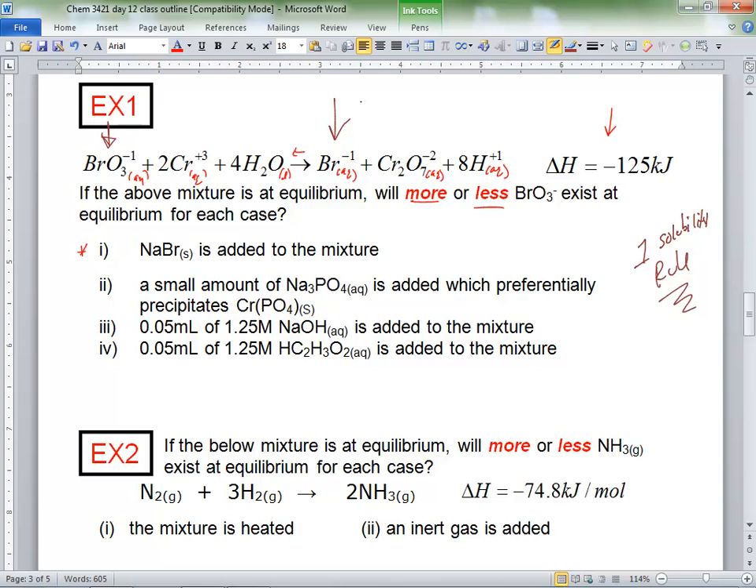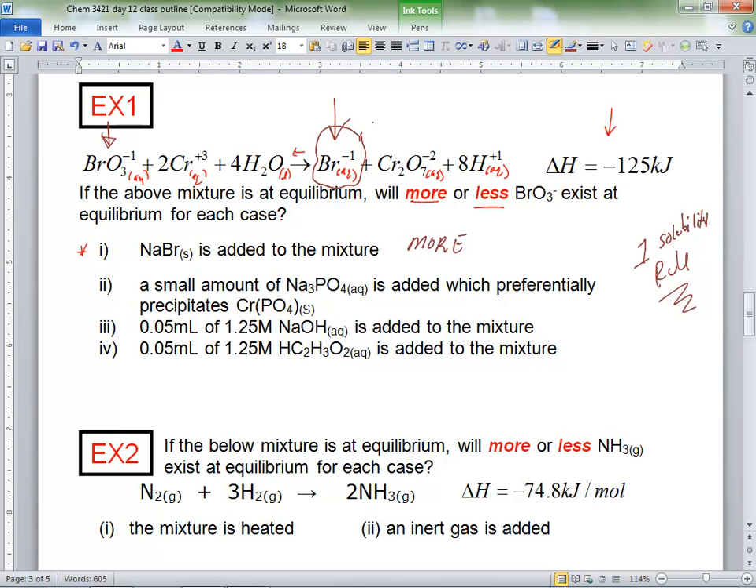However, the reaction doesn't know that. The reaction just knows you have too much product. You're going to shift to reactants. Okay, so do you have more or less bromate? Which bromate, BrO3 negative, is the question. They want to know more or less bromate, BrO3 negative. You're going to have more bromate. Right? Does that make sense? We have too much product.